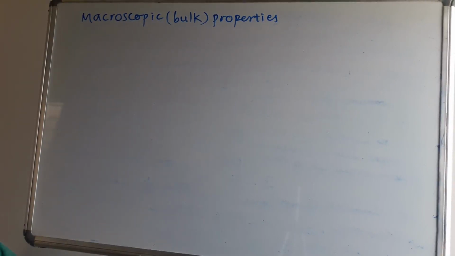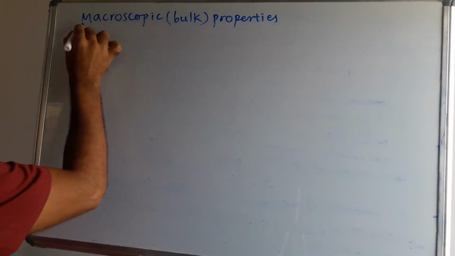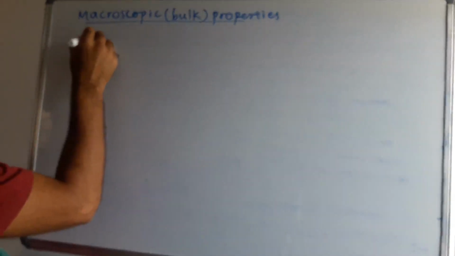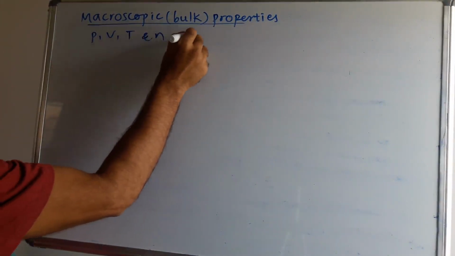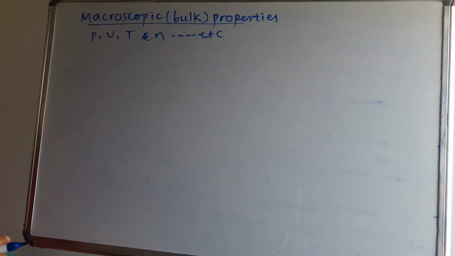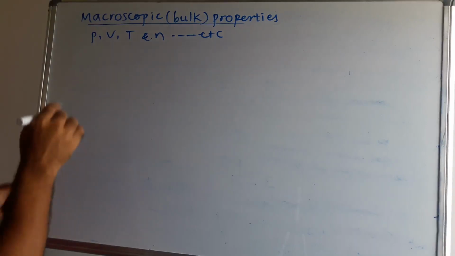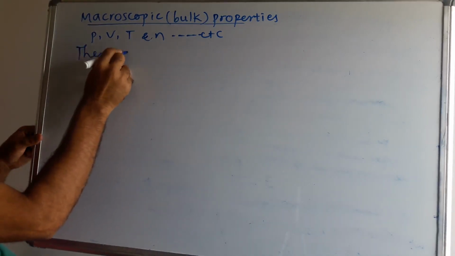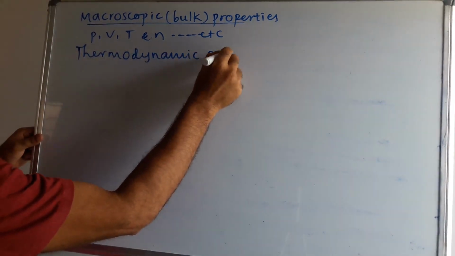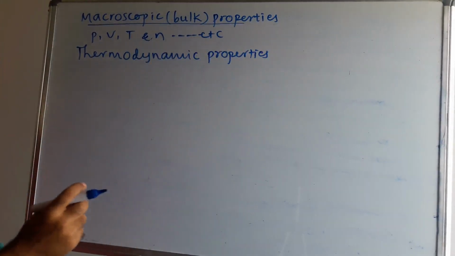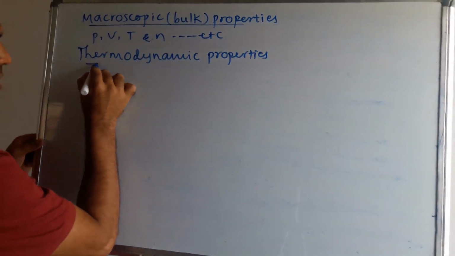Now I want to discuss the macroscopic or bulk properties. The macroscopic or bulk properties are pressure, volume, temperature, number of moles, etc. These are called macroscopic properties. Another one is thermodynamic properties. Thermodynamic properties mean the properties which define the system.